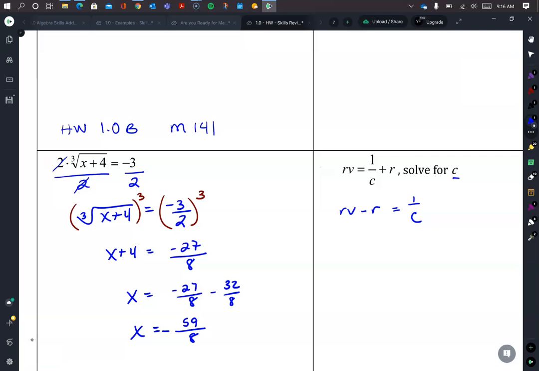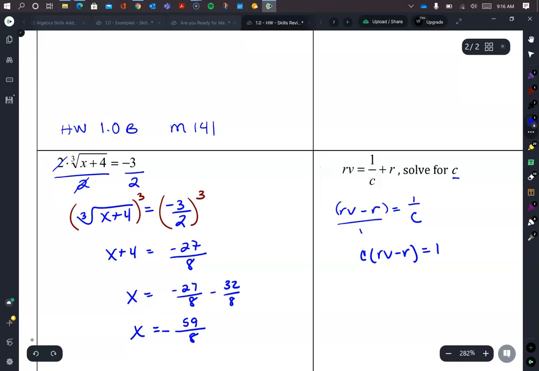Then we can actually cross multiply, to get that turned around. Or as long as you have one fraction equal to another fraction, if you flip them both, that will work too. But I'm going to show you the cross multiplication. So I would have C times (RV minus R) equals 1, and then divide both sides by (RV minus R). I would get C equals 1 over (RV minus R).